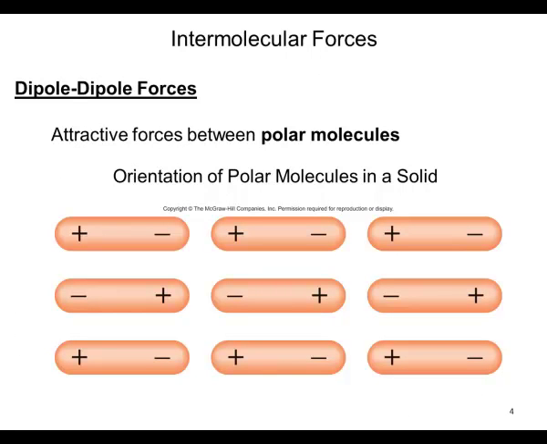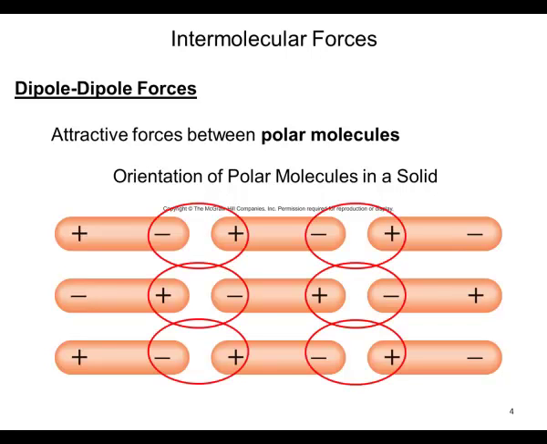Dipole-dipole forces are attractive forces between polar molecules. They cause an orientation of the polar molecules in a solid. Notice that the opposite charges attract one another and orient in that direction.